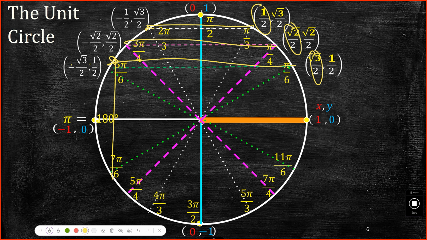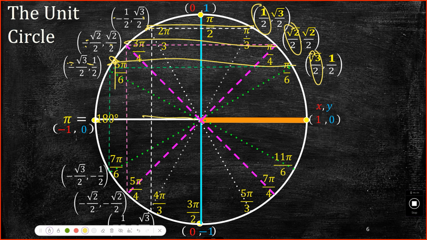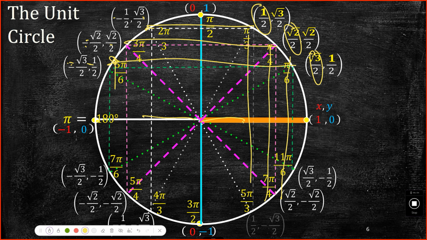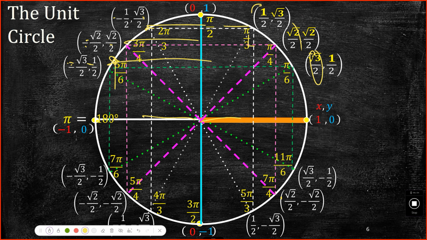The x's and the y's are both negative down here, so all of them are negative. Then you go down right here. These ones go down here. The x's are positive, but the y's are negative. So whenever anybody asks you about the cosine of 11 pi by 6, it's going to be this. The sine of 11 pi by 6 will be this.